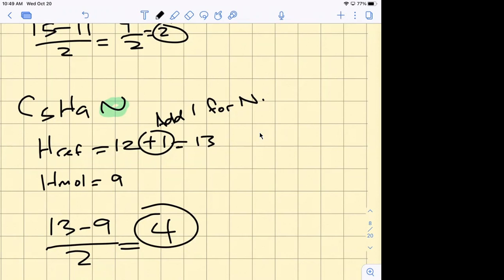Wait, Dr. Russell. Yes. So if you're subtracting 13 minus 9 divided by 2, it wouldn't be 4 divided by 2. My bad. You're right. It's 2, not 4. Thank you for catching that. So you got 2 degrees of unsaturation. So 2 rings, 2 pi bonds, 1 ring, 1 pi bond.